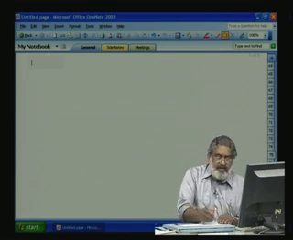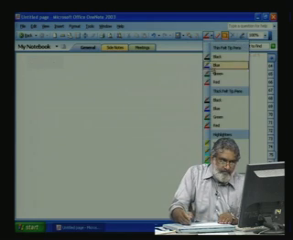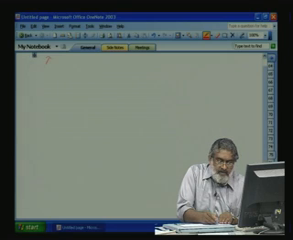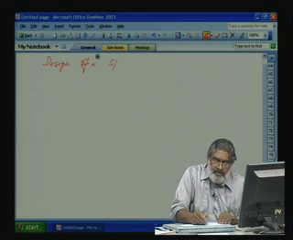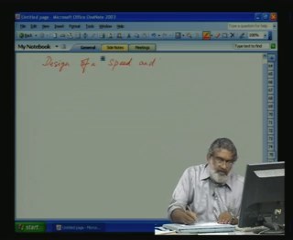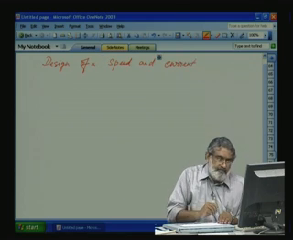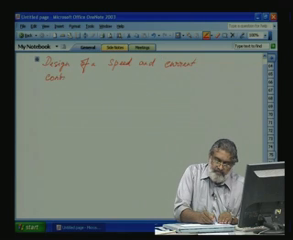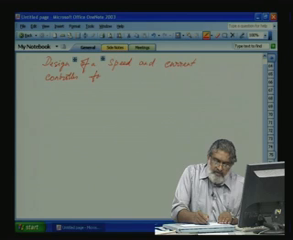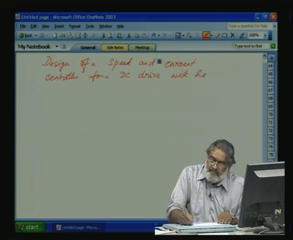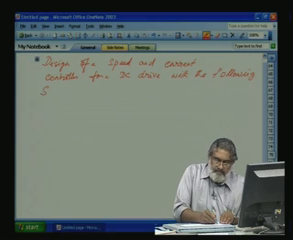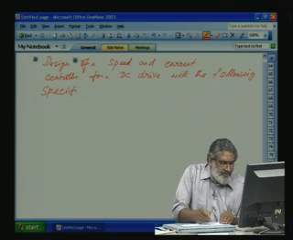So, let us start the design. Design of a speed and current controller for a DC drive with the following specifications.